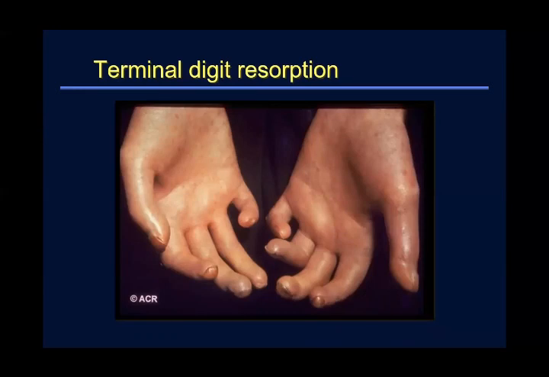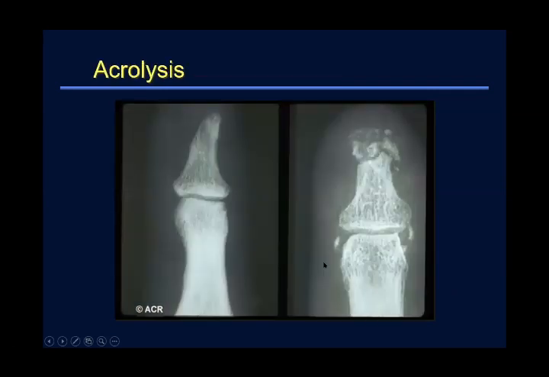This is a terminal digital resorption. You can see the terminal parts of the fingertips are lost, almost damaged, and there is loss of fingertips, and there is telangiectasia of the skin, thick fibrosis of the hands, and tip loss, digital loss. This is, you can see, the acrolysis, that is where the bone becomes resorbed, and there is tip loss leading to acrolysis, and there is some area of calcification.